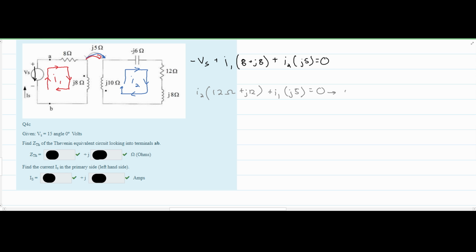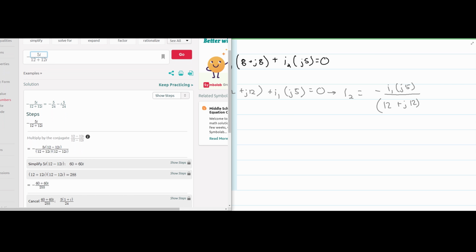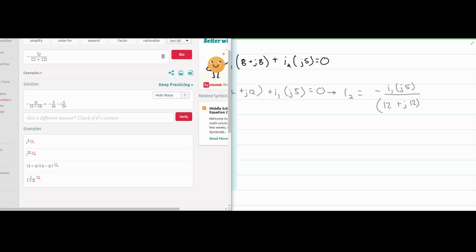If we do this, we're going to say that our I2 is equal to, we subtract I1 J5 from both sides, so we have a negative I1 J5, and this will be divided by the 12 ohm resistor plus the J times 12. Now we can plug this into a calculator to solve for the imaginary number. Our I is representing our J here. We are going to get this as our answer: negative 5 over 24 minus J times 5 divided by 24.